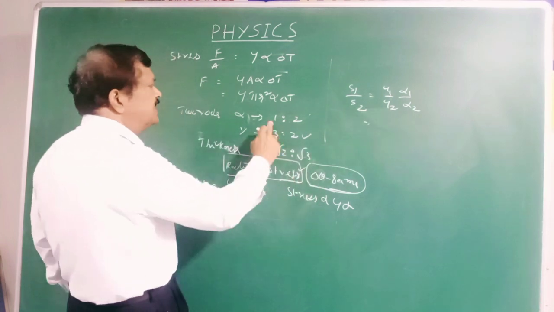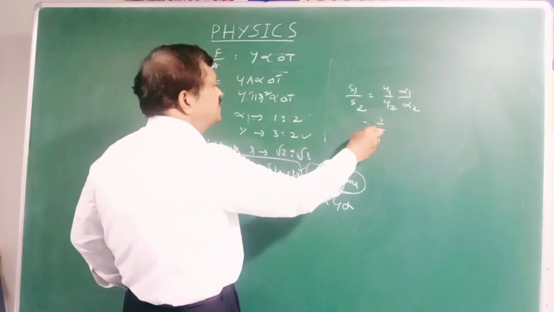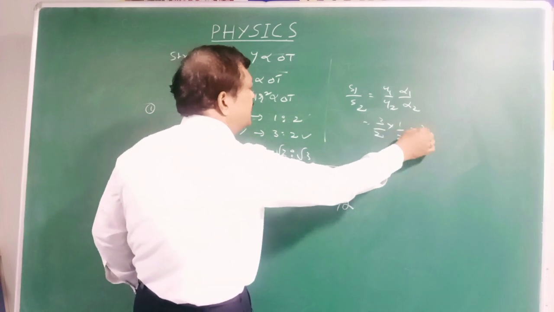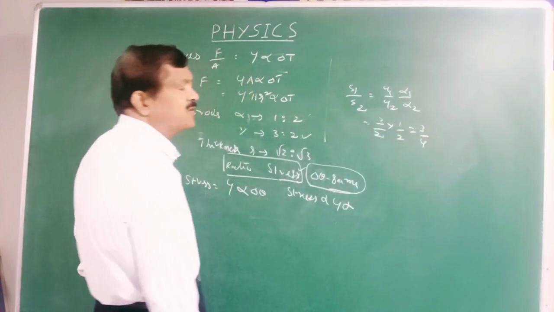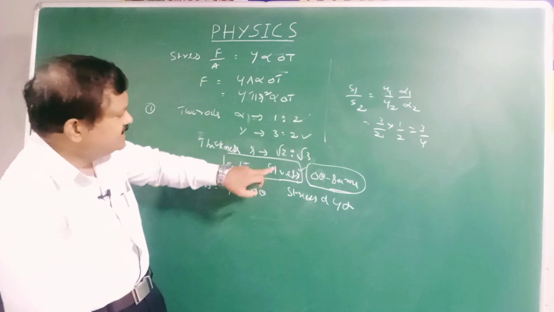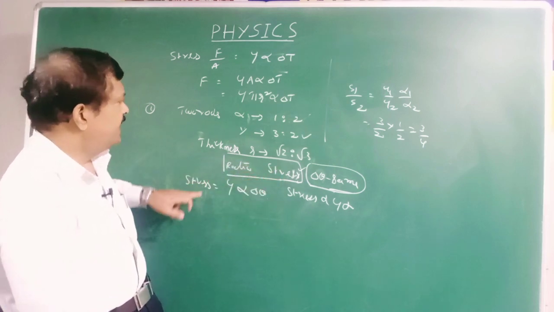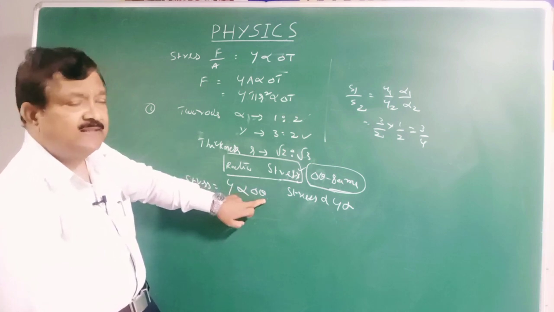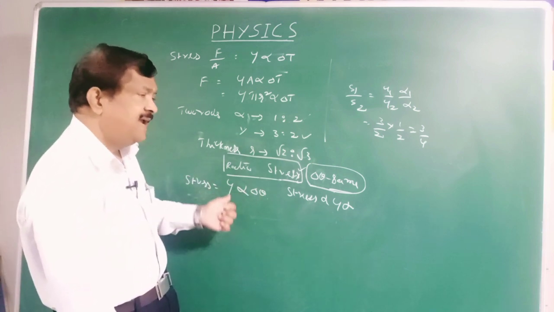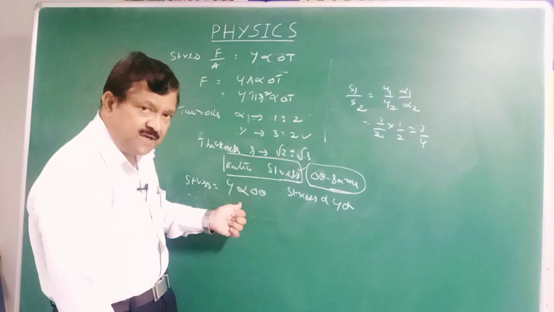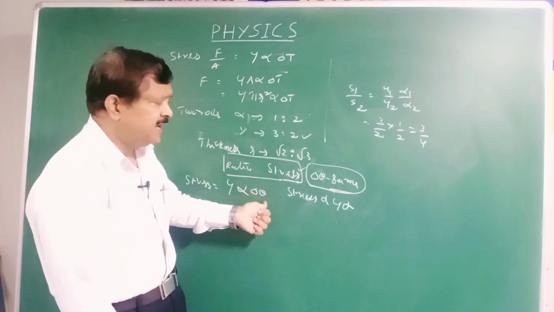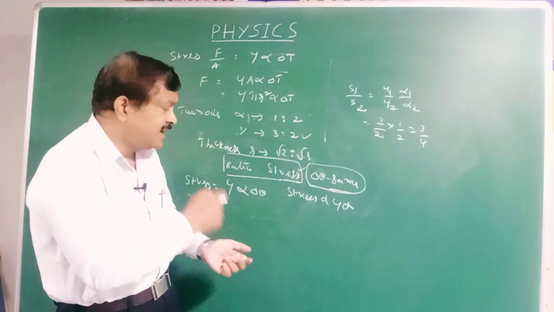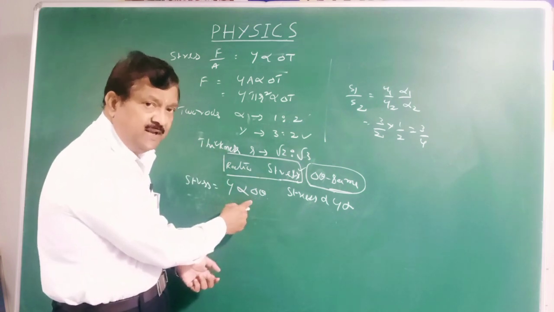What is the ratio of Young's modulus? It is 3:2, and the ratio of alpha is 1:2. So the ratio becomes 3:4. So here, because thermal stress is asked, we need not consider the area, because in the equation of stress Y alpha delta theta, the only variables are Y, Young's modulus, coefficient of linear expansion, and change in temperature. Already it is given that the change in temperature is the same.